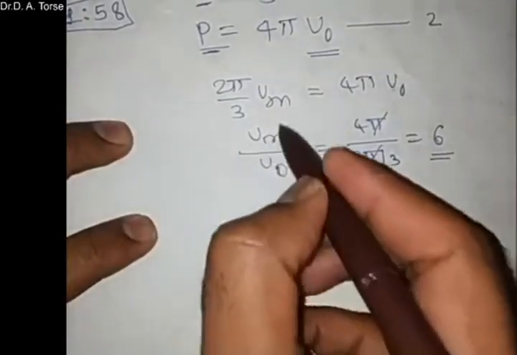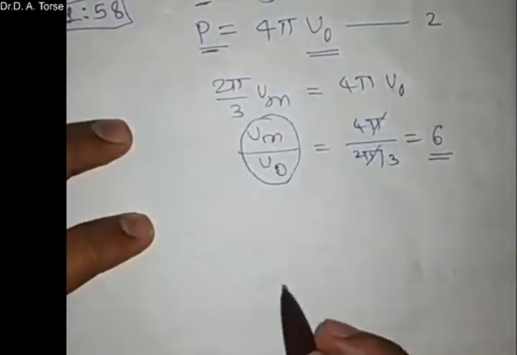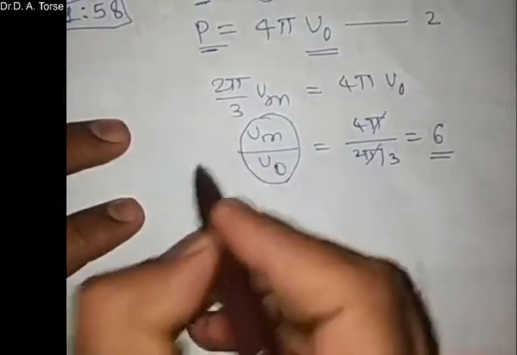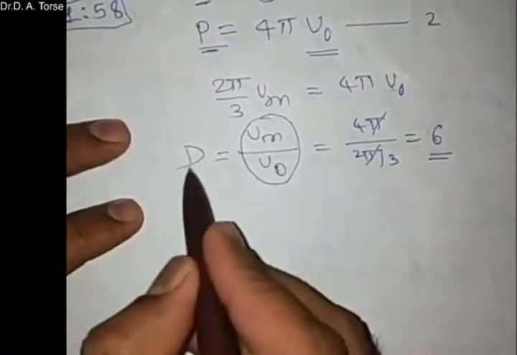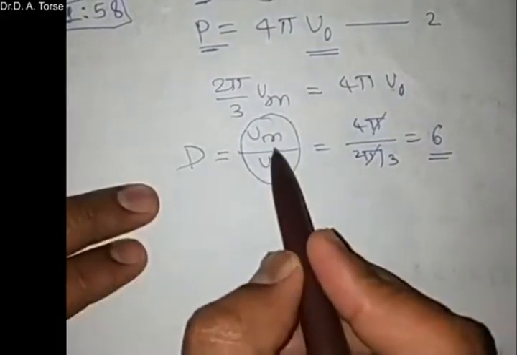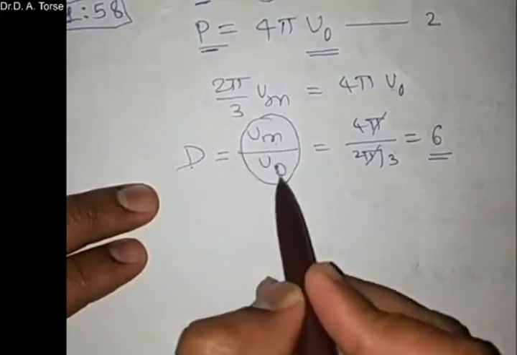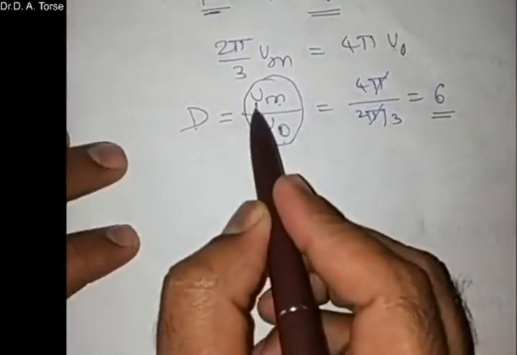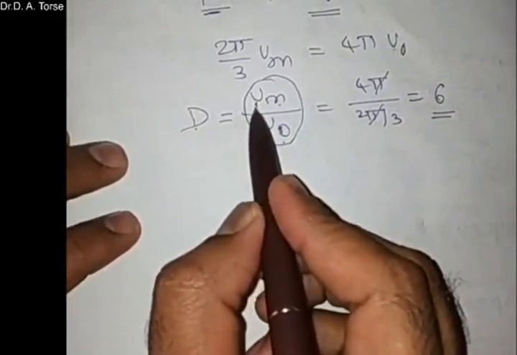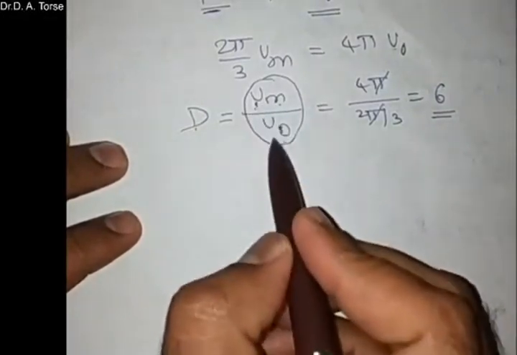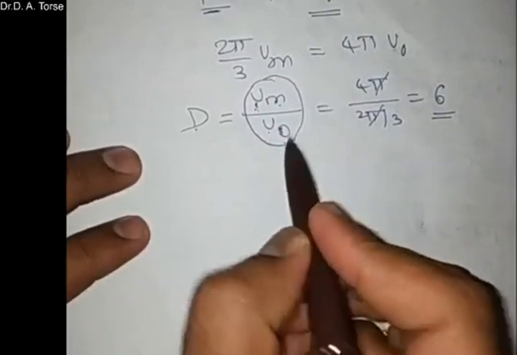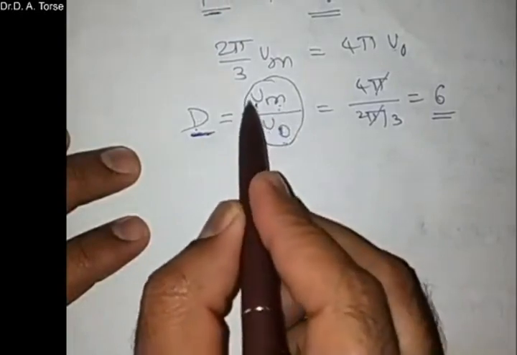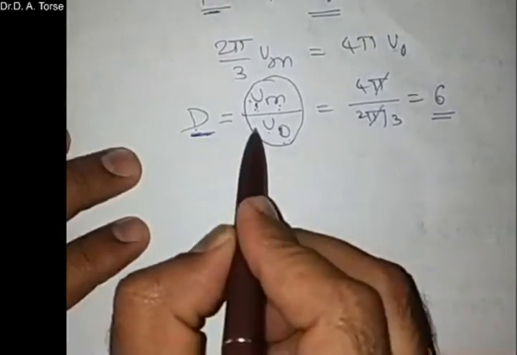So the question is, why have we taken this ratio of Um to U0? The reason is, this ratio is indicating directivity, because the definition of directivity says that it is a ratio of maximum power to its average value. So U is radiation intensity, which is nothing but power per unit solid angle, and U0 indicates its average value. So directivity is nothing but the ratio of maximum radiation intensity to its average value.